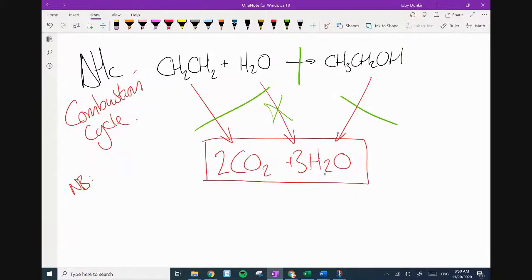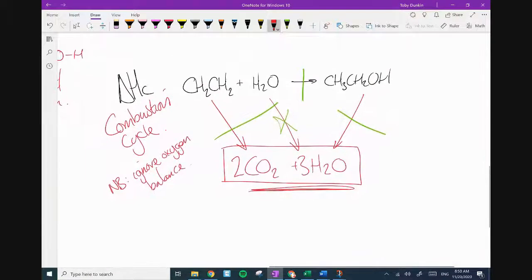Ignore balancing oxygen. Ignore oxygen balance, only with the bottom one, by the way. The reason being is it's going to cancel out in the overall equation. You'll see that.